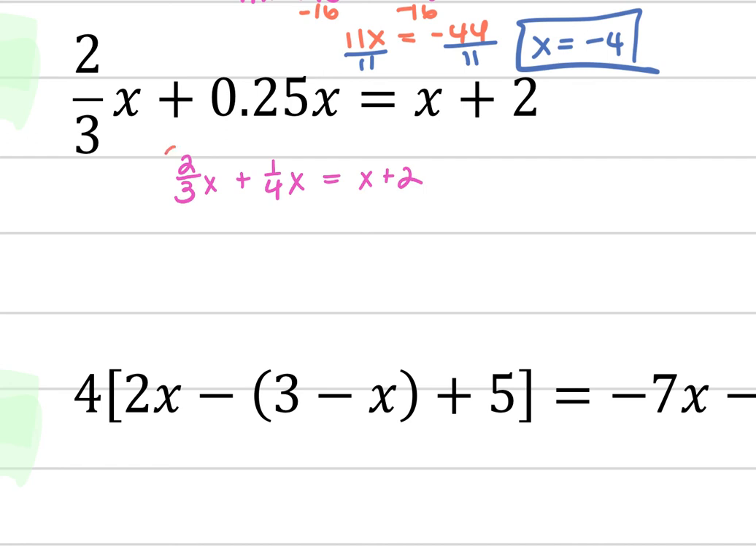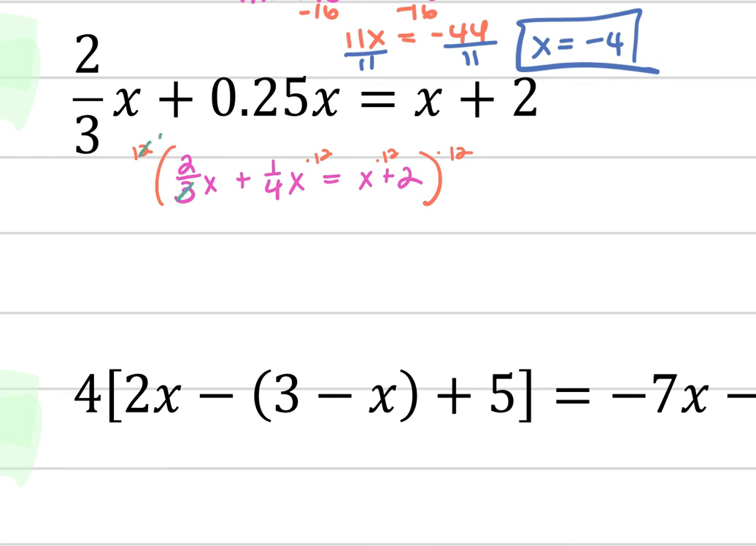Now I would multiply everything by what? What do 3 and 4 both go into? 12. So this one's going to get the 12. This one's going to get the 12, this one, and this one. All 4 of those terms get 12 multiplied.